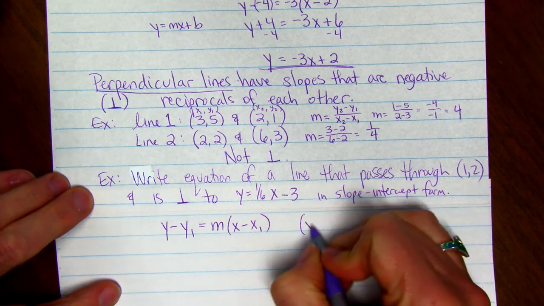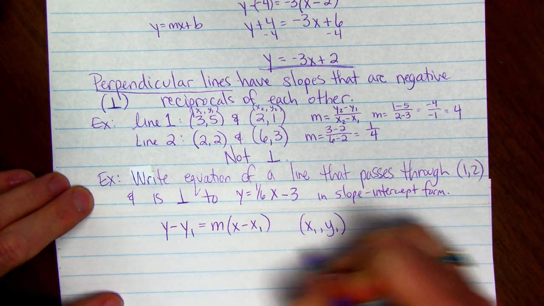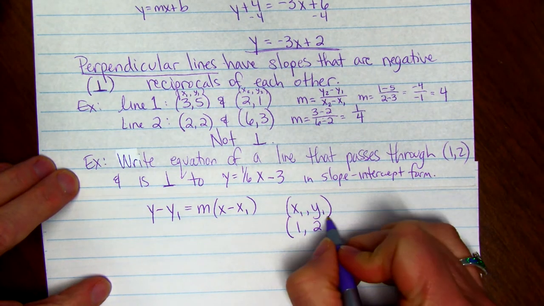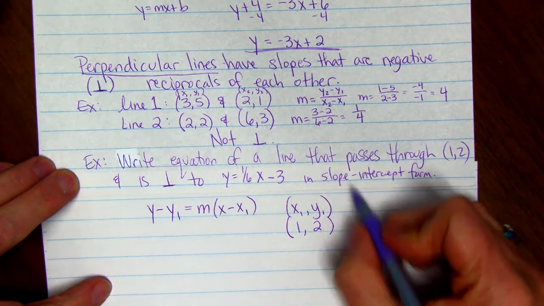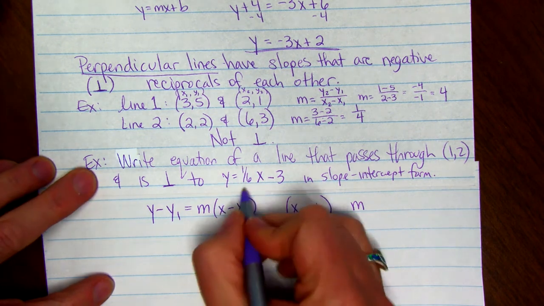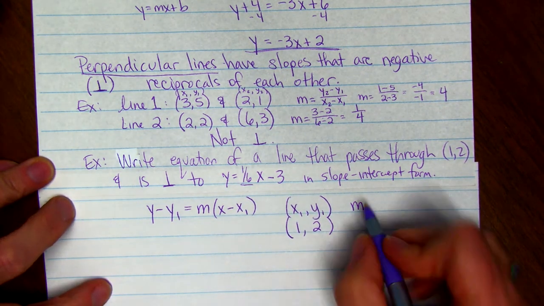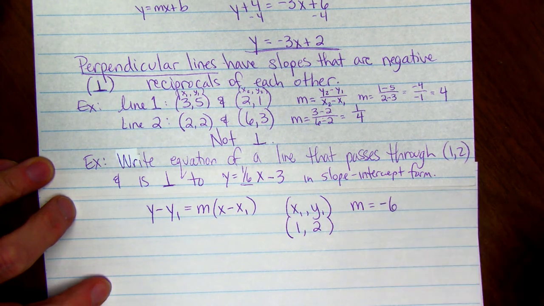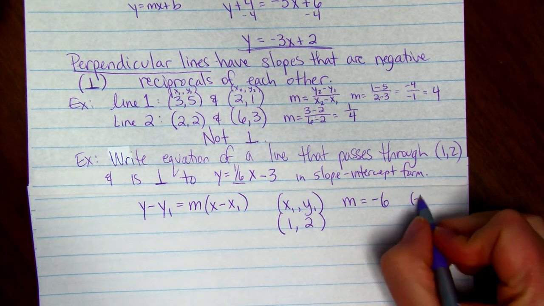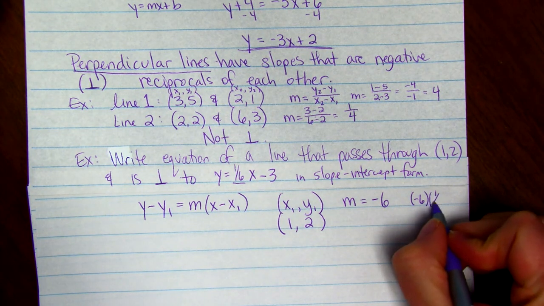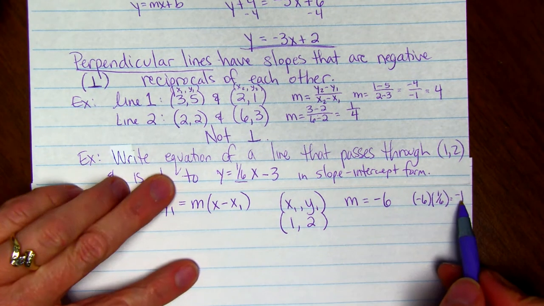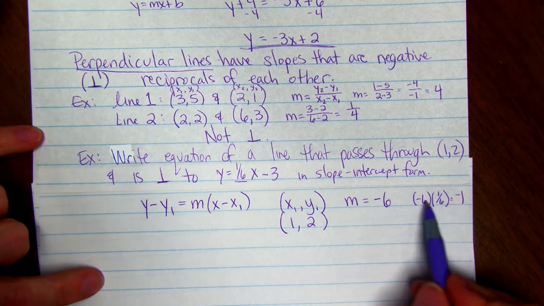We need a point, x sub 1, y sub 1. We're going to use the point they gave us, 1, 2. So y sub 1 is 2 and x sub 1 is 1. And then we need to know what the slope is. The slope in the line they gave us is 1/6. We need the opposite reciprocal, or the negative reciprocal, so negative 6. Notice, this is something for you to take note of: negative 6 times 1/6 equals negative 1. We know that they're going to be perpendicular if the slope of the second line is negative 6.